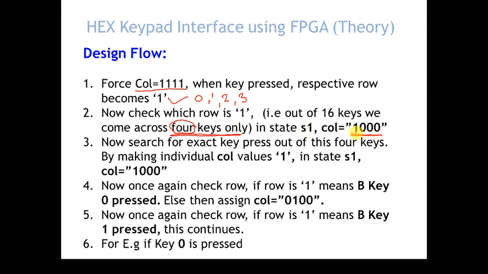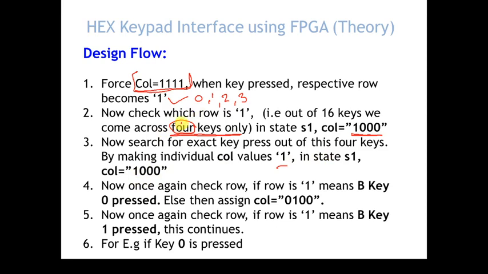So to search for a particular key, now we have to change the column value. Initial column value is all ones. Now to search a particular key we are going to force column value 1 0 0. Now search for exact key press out of these 4 keys by making individual column value 1 instead of in state S1 column is equal to 1 0 0. So out of 16 we come across 4.